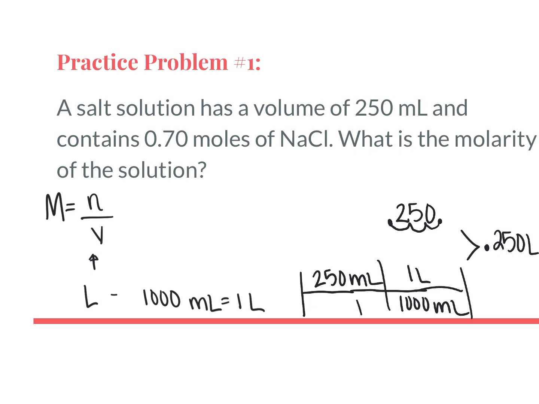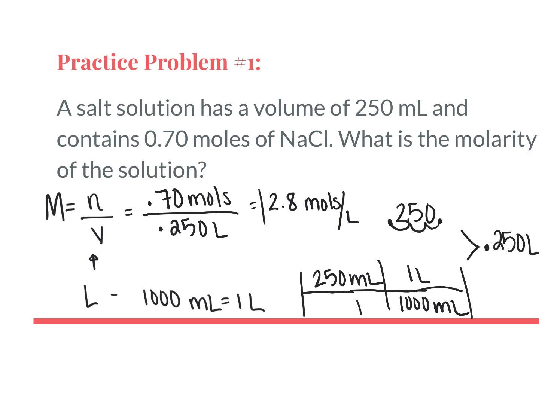Now we can just plug in. There's 0.70 moles over 0.250 liters. Go ahead and type in your calculator 0.70 divided by 0.250. What do you end up getting? 2.8. Okay, and units don't cancel, so your unit for molarity is still moles per liter.